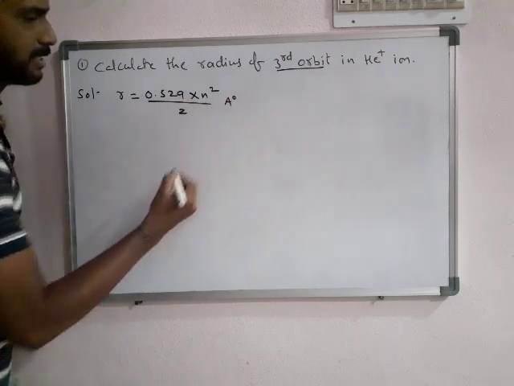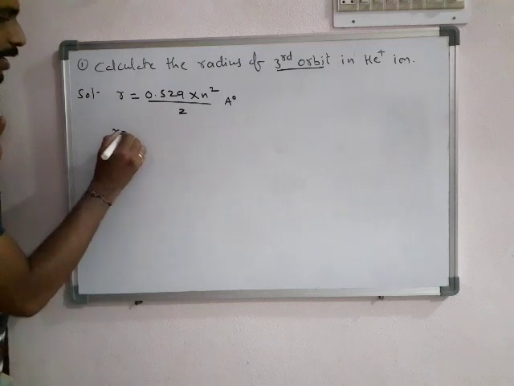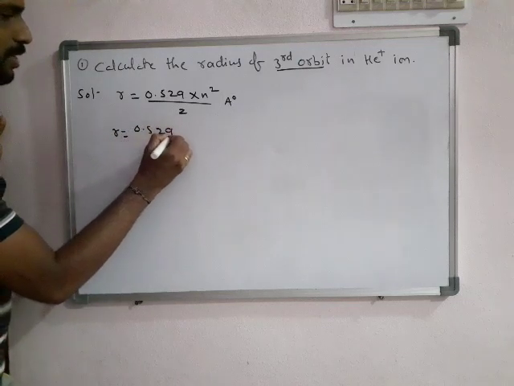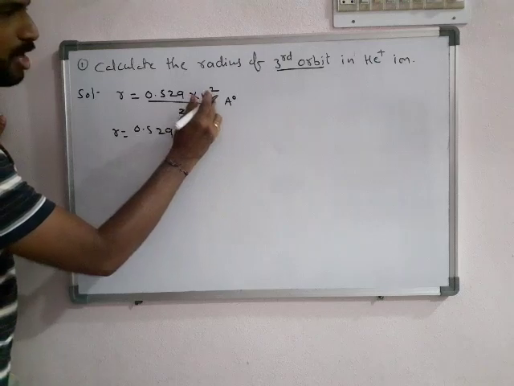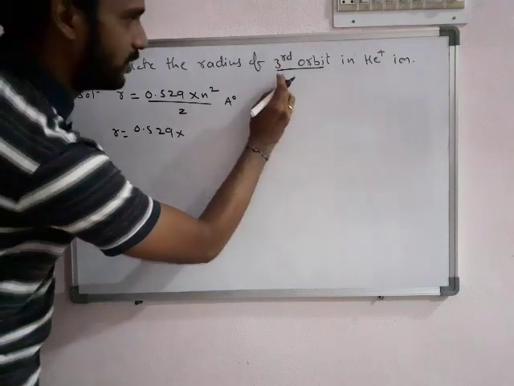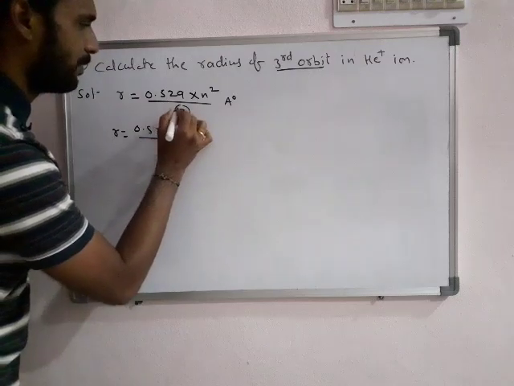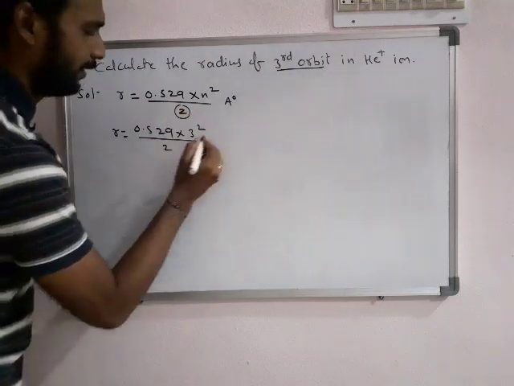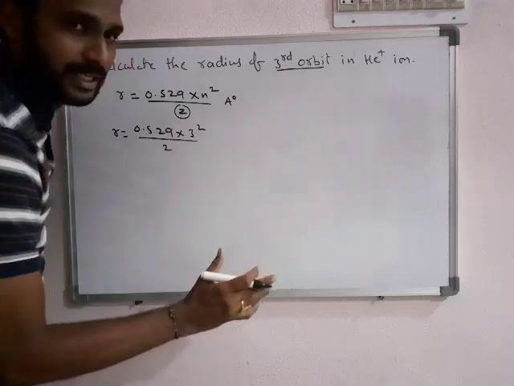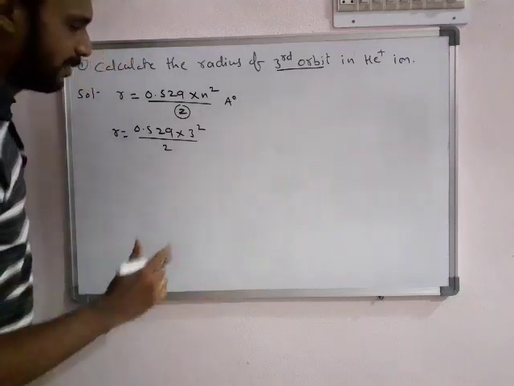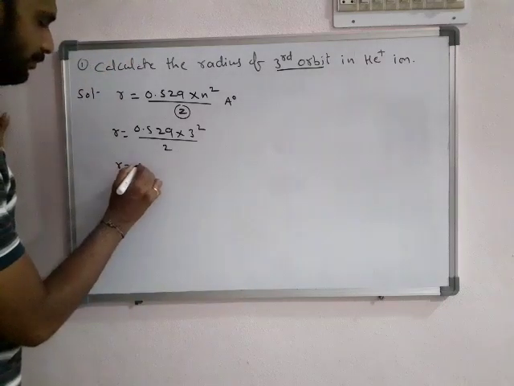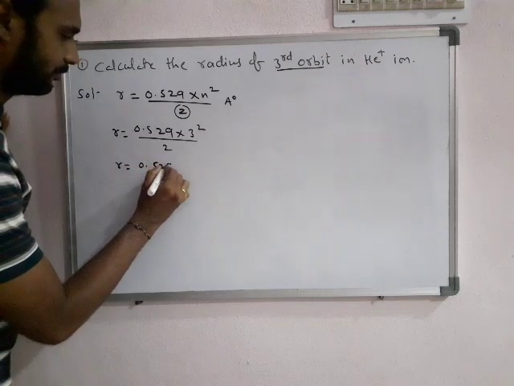The formula must be in angstroms. So R equals 0.529. What is n square? It is the number of the orbit. We need to calculate it for the third orbit. Z: what is the atomic number of helium? 2. Helium ion, whatever it is, there is no change in the atomic number. Okay, then just calculate it.